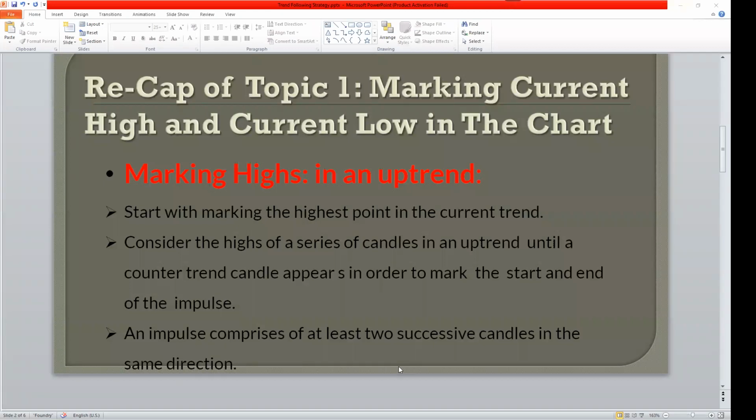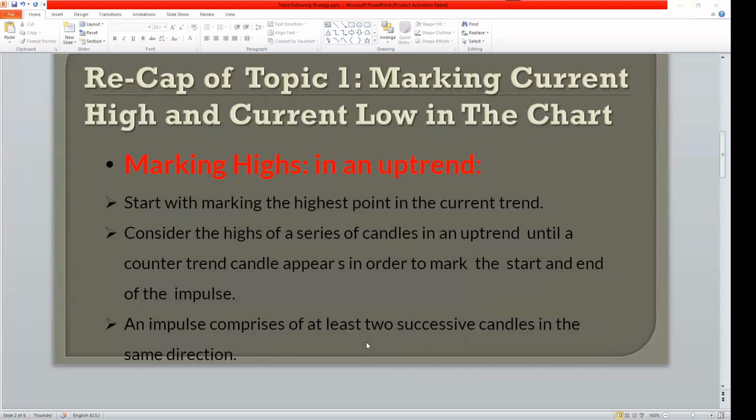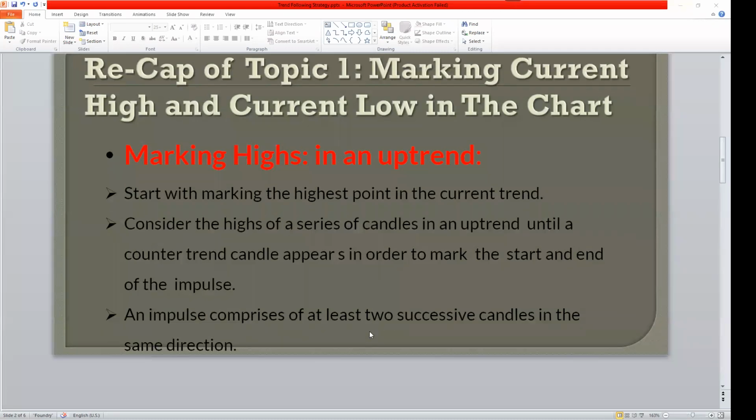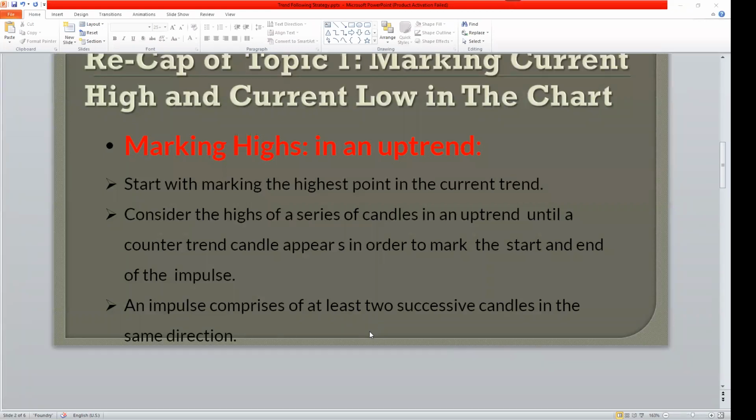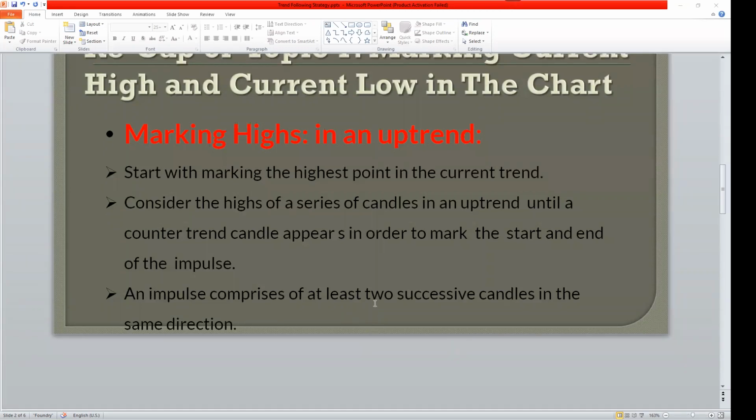So an impasse should comprise at least 2 successive candles. That is what will create an impasse, and they should be moving in the same direction. If one counters the other, then that cannot be part of the same impasse. They should move in the same direction. Right. What about the downtrend?